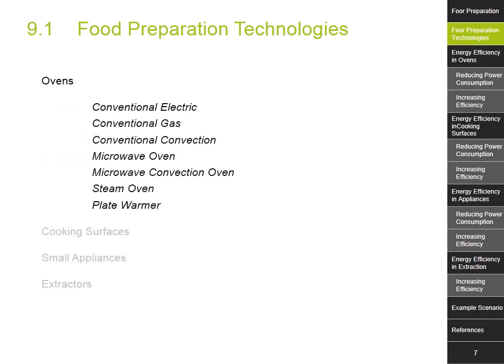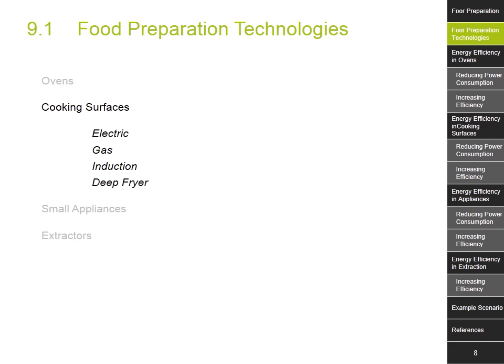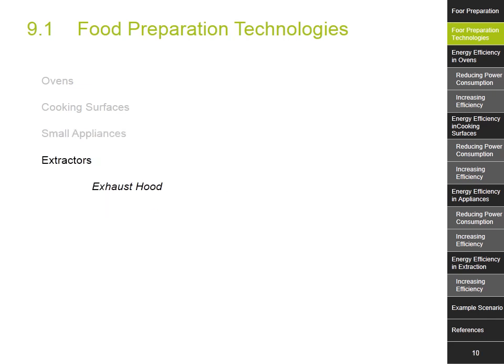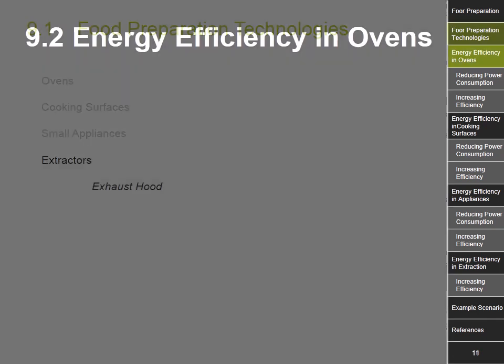Ovens include the more familiar or conventional oven technologies, as well as more modern contributions such as steam ovens and convection ovens. Cooking surfaces almost specifically refer to cooktops, but are inclusive of deep fryers, industrial griddles, and the like. Appliances covers goods from the scale of a toaster to the industrial mixers used in bakeries. And finally, exhaust hoods are frequently employed to aid in the food preparation process.